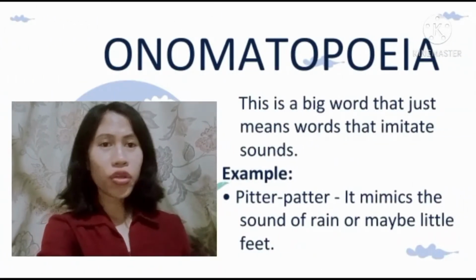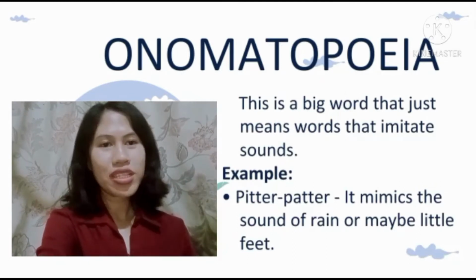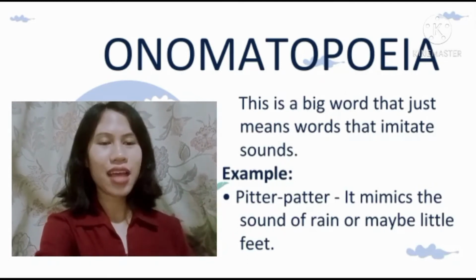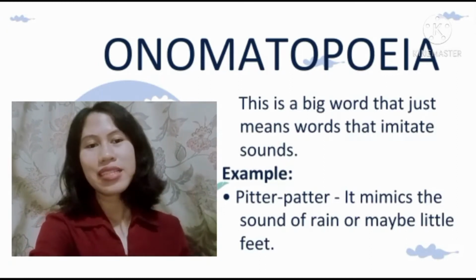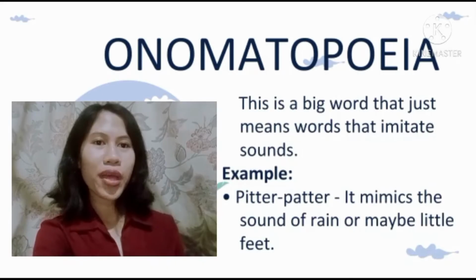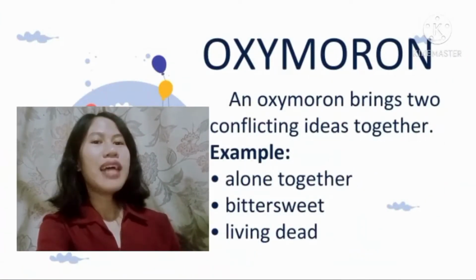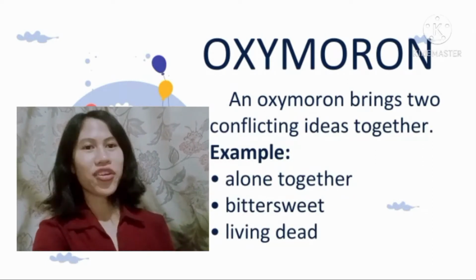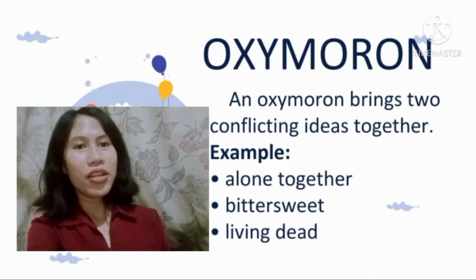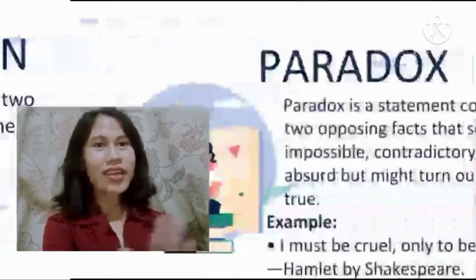Next is onomatopoeia. This means words that imitate sounds. For example, pitter patter. It mimics the sounds of rain or maybe little feet. Next is oxymoron. An oxymoron brings two conflicting ideas together. For example, alone together, bitter sweet, living dead.